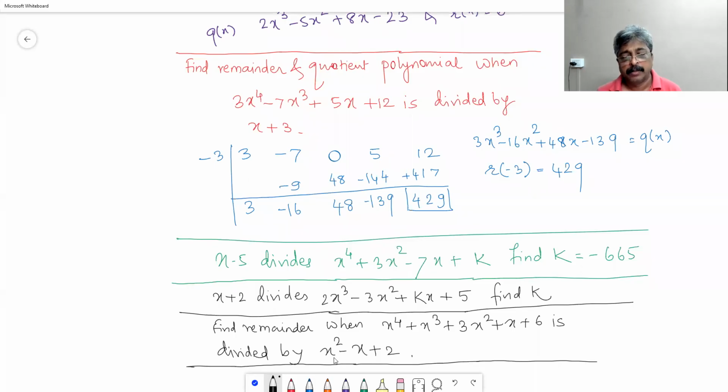Relatively easy, because first of all the divisor polynomial which is given to you is a product of two linear factors, x minus 2 and x plus 1.